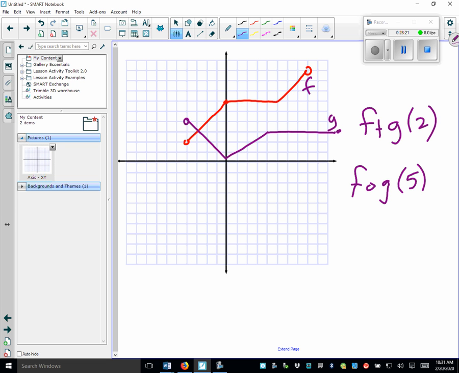F of g of 5. What's G of 5? 3. What's F of 3? 6. Right? Can you do this? Yeah, absolutely. Yes. Can I close this out? Yeah. Okay, that's fine. What was this? 8.